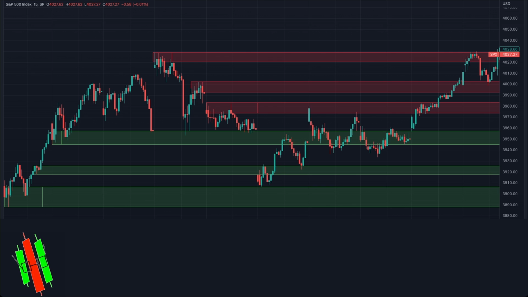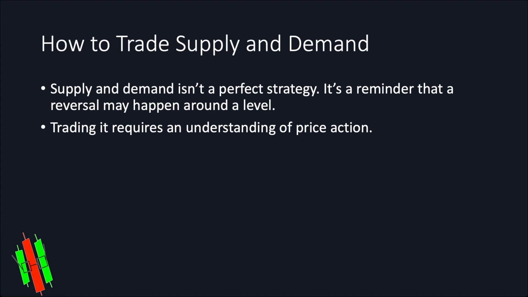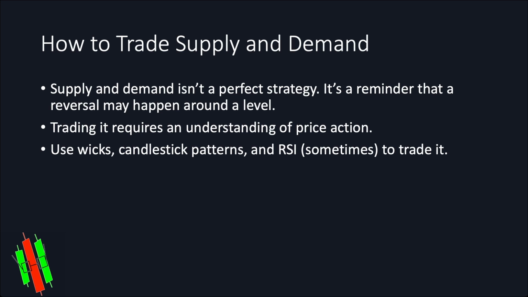So supply and demand aren't always going to work, so that's why it's important to use stop losses and not rely on it as a single source of truth. As we just discussed, supply and demand isn't a perfect strategy. It's a reminder that a reversal may happen around a certain level. We still have to use our knowledge of price action to determine proper entry and exit locations. I like to personally read wicks and candlestick patterns as secondary confirmation along with the supply zone, and I will also sometimes use RSI as a third confirmation to increase my confidence on a trade.